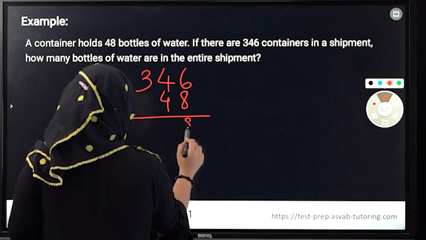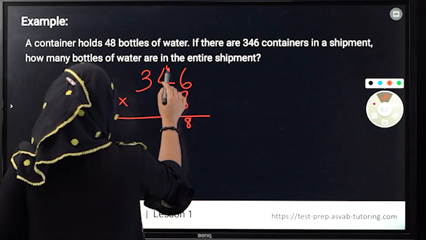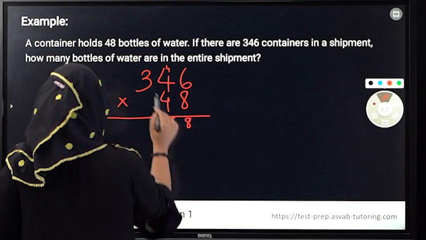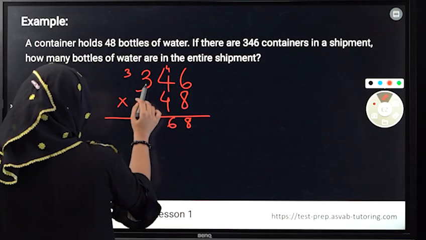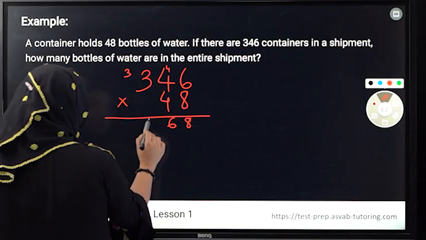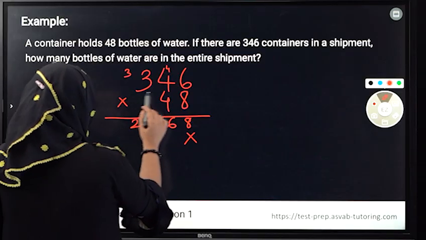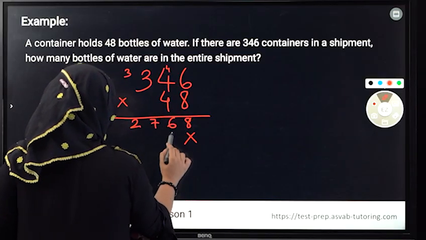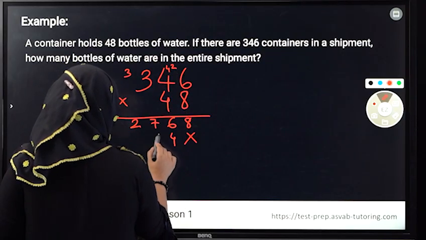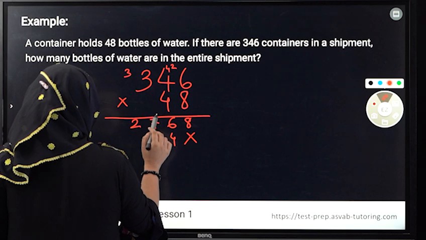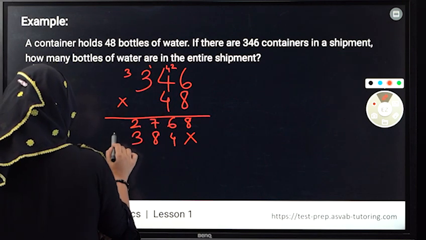8 times 6 is 48, carry the 4. 8 times 4 is 32. With the 4, it's going to be 36, carry the 3. 8 times 3 is 24, sorry, plus 3 is 27. Put a cross here. Now, once again, we can put 6 times 4 as 24, carry the 2. 4 times 4 is 16 plus 2 is 18, carry the 1. 3 times 4 is 12. 12 plus 1 is 13, right?